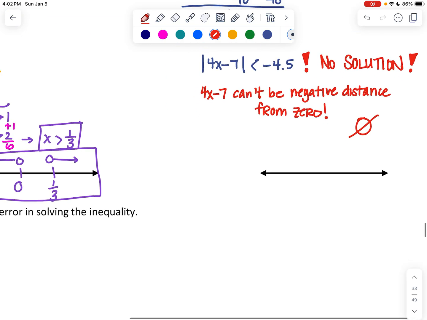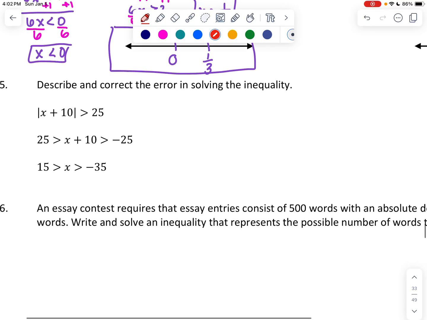Okay, last one, describe and correct the error. So what I want you to do is I want you to pause this video and try to figure it out. Okay, so pause this video and try to figure it out. And when you're done, hit play. Okay, I hope you were able to take a look at this and figure it out.